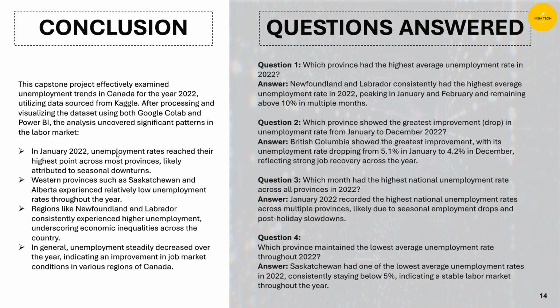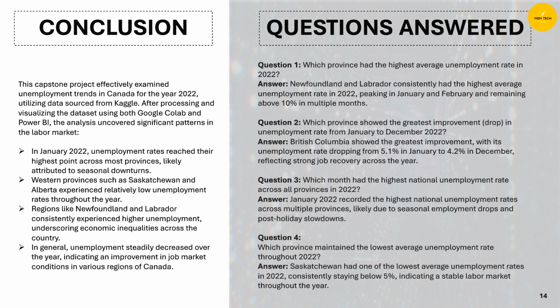So in January 2022, we saw the highest unemployment rate across most provinces due to seasonal downturns. Western provinces like Saskatchewan and Alberta had consistently low unemployment. Newfoundland and Labrador experienced the highest unemployment throughout the year, indicating economic inequalities. Overall, unemployment steadily decreased, signaling an improvement in job market conditions.